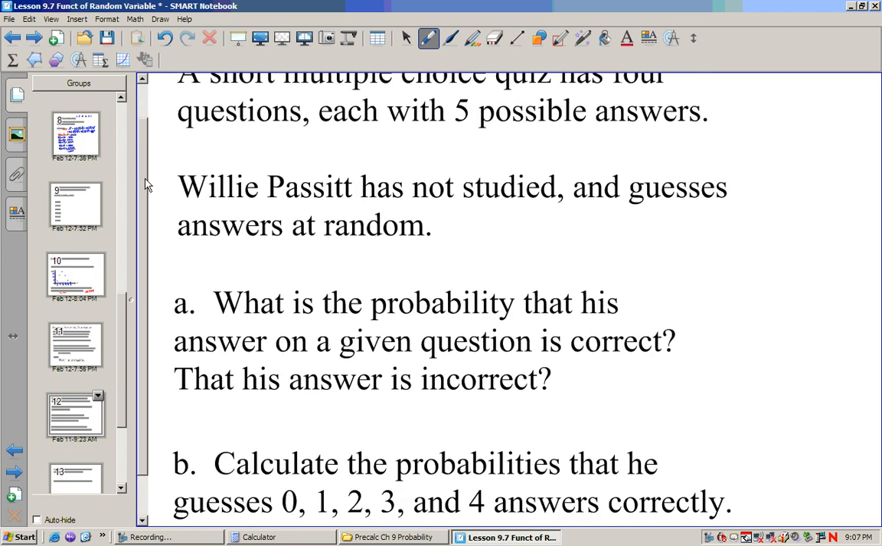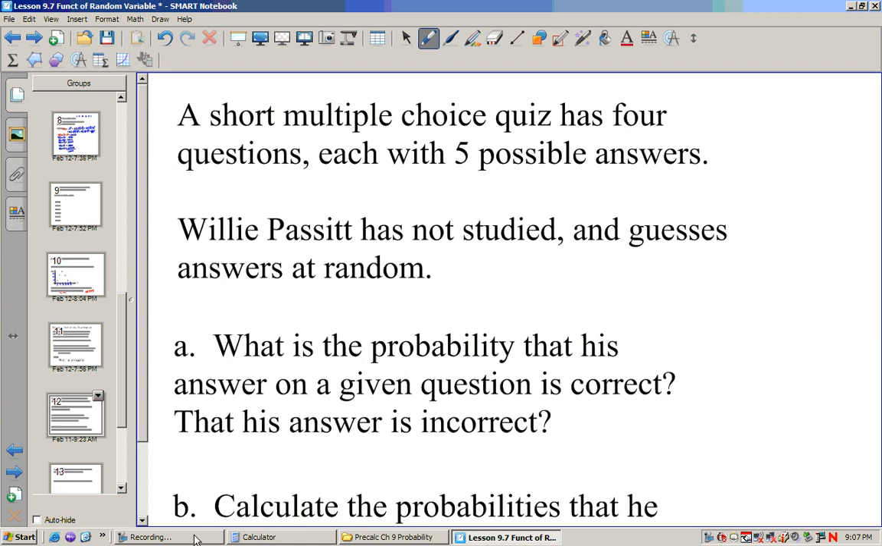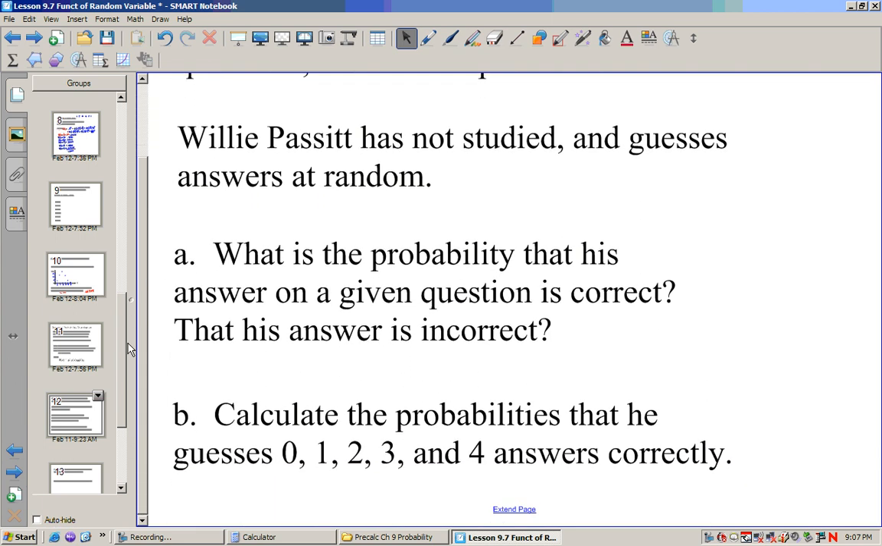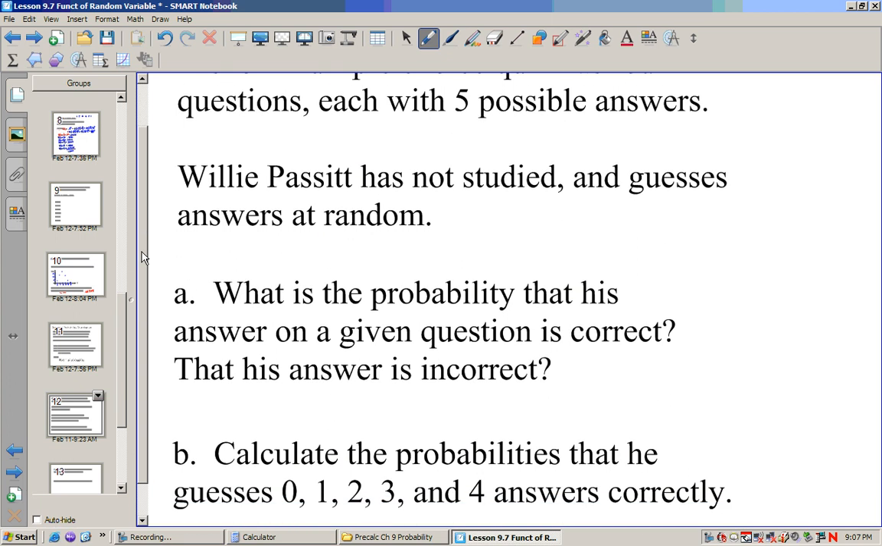All right, so now we're going to use a problem in this situation. A short multiple choice quiz has 4 questions, each with 5 possible answers. Willie Passive has not studied, and he guesses answers at random. What is the probability that his answer on a given question is correct? And what's the probability that his answer is incorrect? So we have 5 possible answers. So the probability that is correct is 0.2. The probability that is incorrect is 0.8.